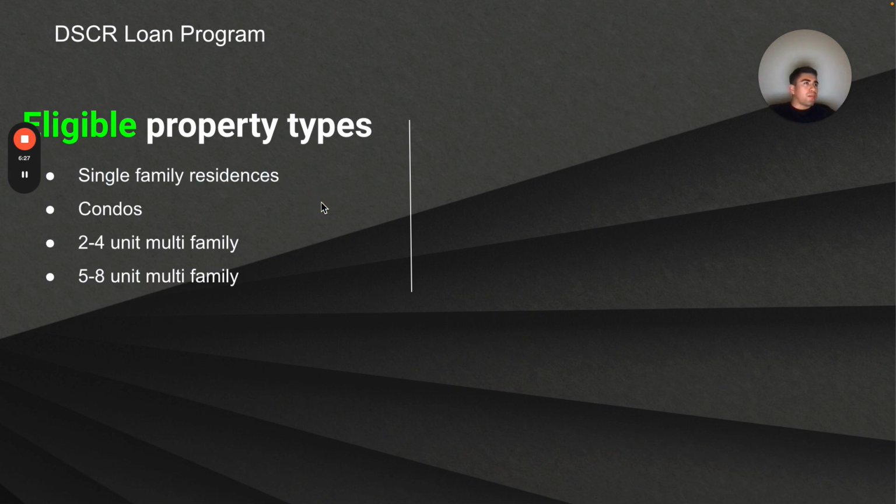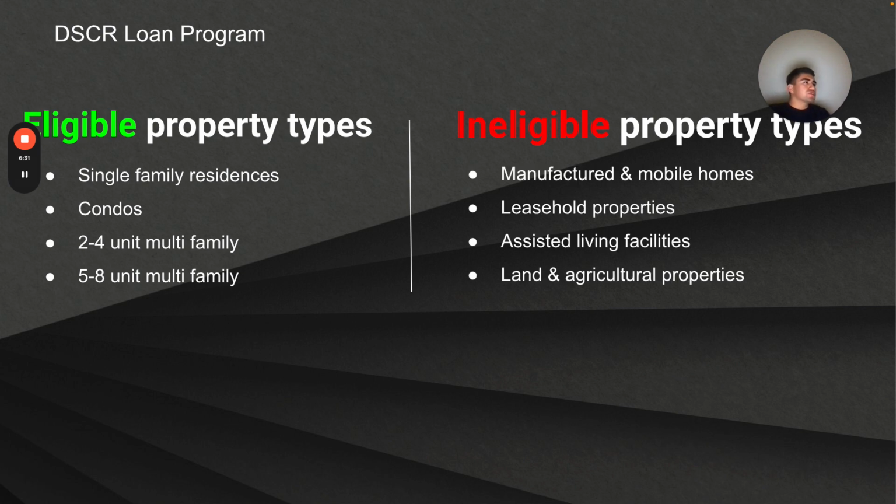Now, which properties are ineligible? Okay, manufactured and mobile homes, not eligible. Leasehold properties, not eligible. Assisted living facilities, not eligible. Land and agricultural properties, again, not eligible. So the reason for that, it's strictly based on the collateral.